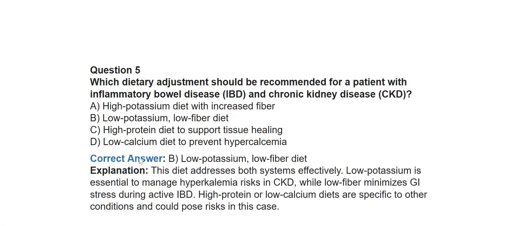Low potassium, low fiber diet, as this diet addresses both systems effectively. Low potassium is essential to manage hyperkalemia risks in CKD, while low fiber minimizes GI stress during active inflammatory bowel disease. High protein or low calcium diets are specific to other conditions and could pose risks in this case.